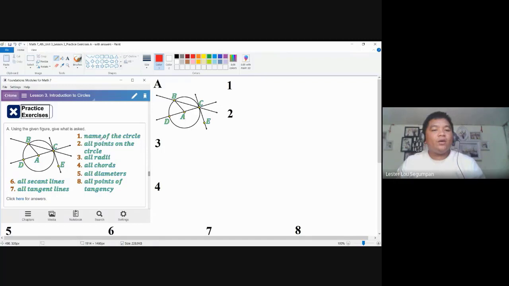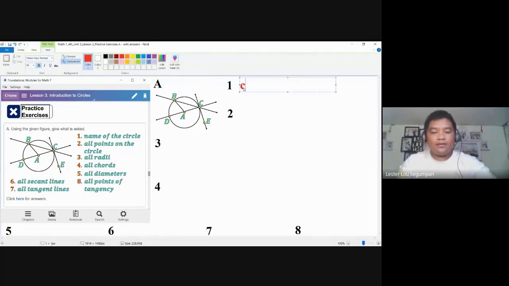So number one, we are going to name the circle in this figure. We are going to name the points on the circle, radii, chords, diameters, secant lines, tangent lines, and tangent points of tangency. So for number one, we are going to name this circle here. As for naming a circle, we just simply need to look at the center. The center of the circle is already giving us its name. As for this given figure, the center here is at A. So we can name this circle as circle A.